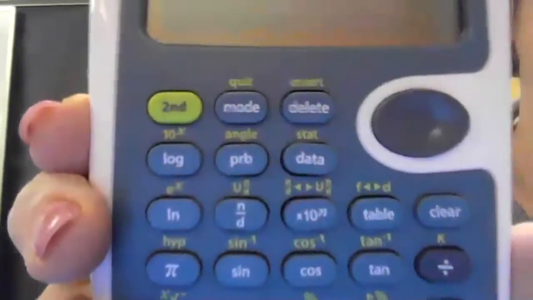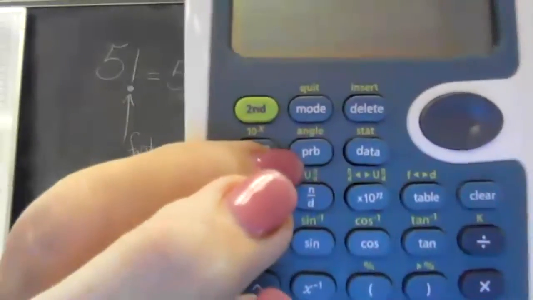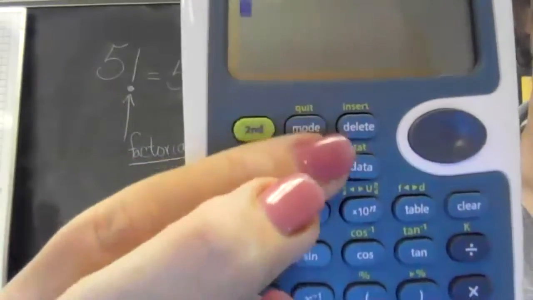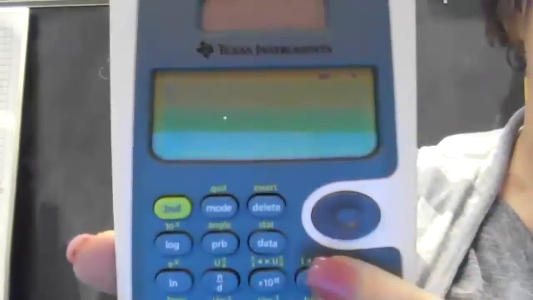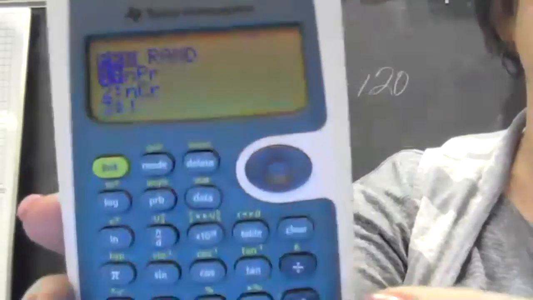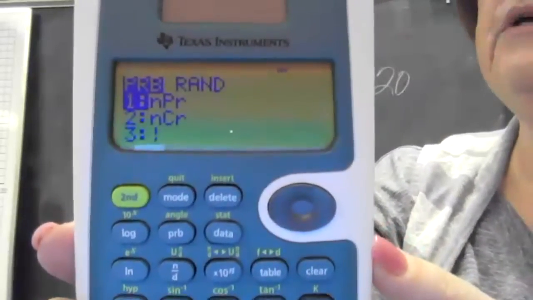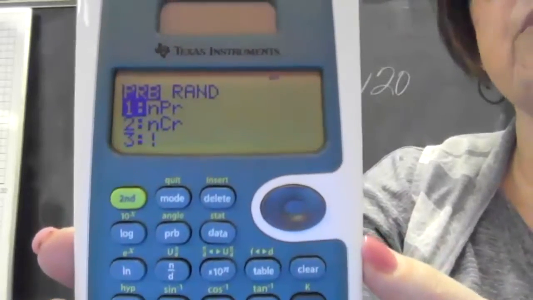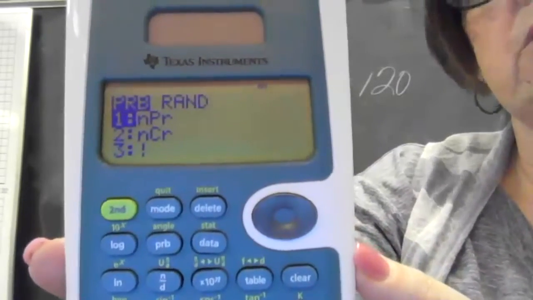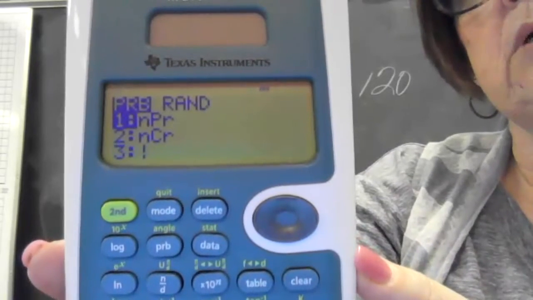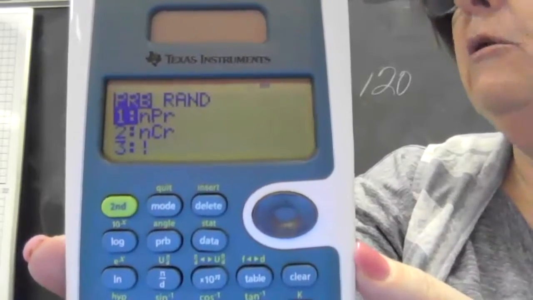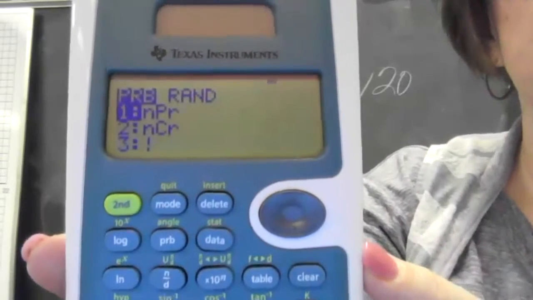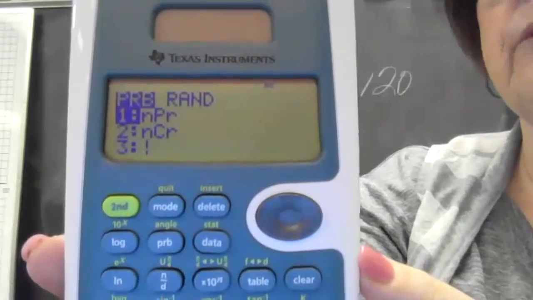Right here is the probability button. PRB means probability. If we push that, we can see all the different things that we can do with probability. We're going to use all 3 of those. I might wait until tomorrow to do the first 2, but see that the bottom one is that exclamation point. That's factorial.